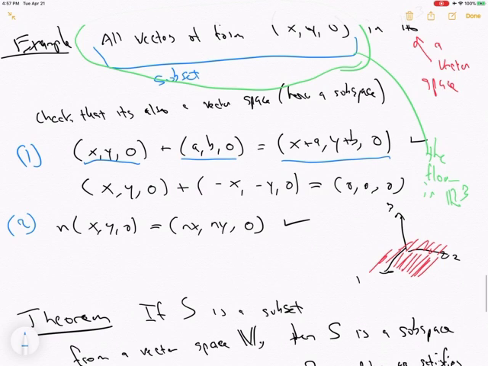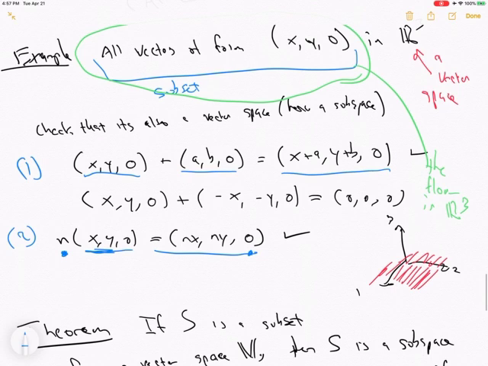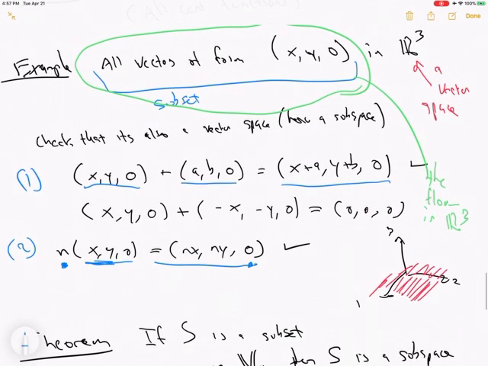And over here, if I take something that's in this set, that just means its third coordinate is 0, then whatever the number is, it doesn't matter. This can be arbitrary. When I scale it, I get this, and of course the third coordinate is still 0. So it satisfies conditions 1 and 2. And therefore, it is indeed a subspace.